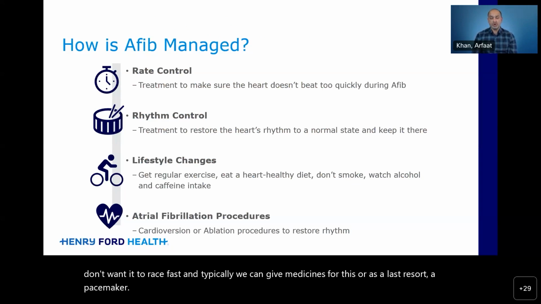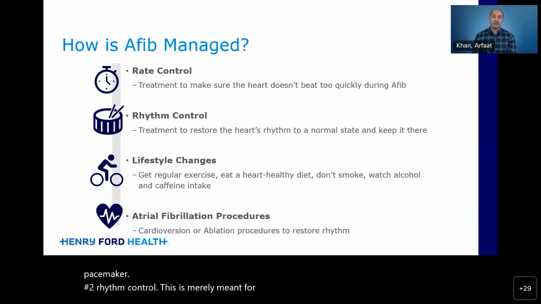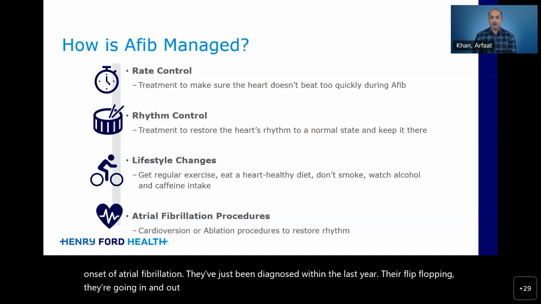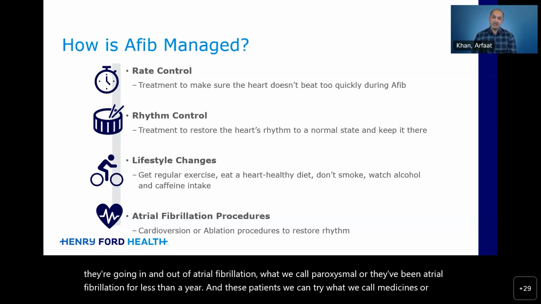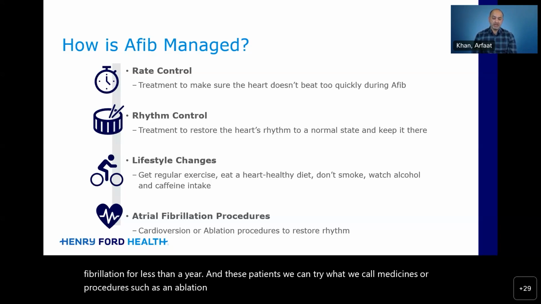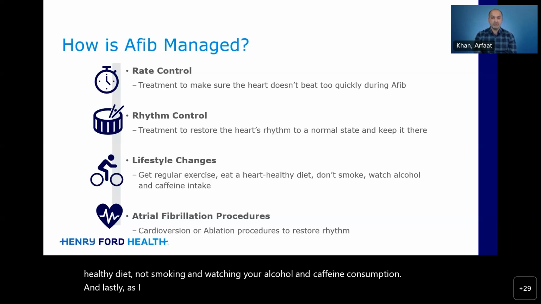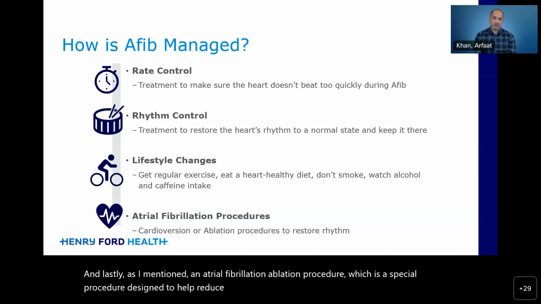Number 2, rhythm control. This is mainly meant for patients that are in the early onset of atrial fibrillation. They've just been diagnosed within the last year. They're flip-flopping, going in and out of atrial fibrillation, what we call paroxysmal, or they've been in atrial fibrillation for less than a year. In these patients, we can try medicines or procedures such as an ablation. Thirdly, lifestyle changes, regular exercise, eating a heart-healthy diet, not smoking and watching your alcohol and caffeine consumption. And lastly, as I mentioned, an atrial fibrillation ablation procedure, which is a special procedure designed to help reduce the amount of atrial fibrillation episodes someone can have.